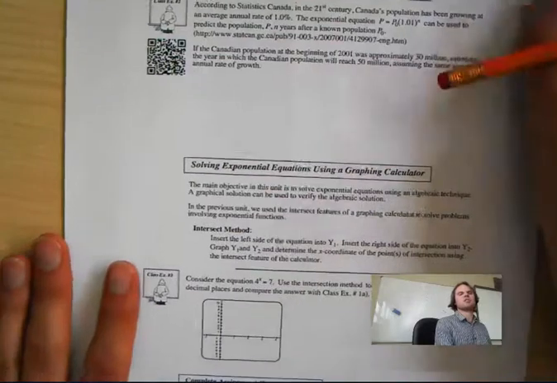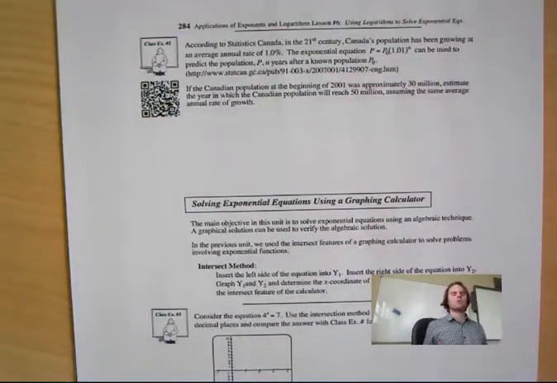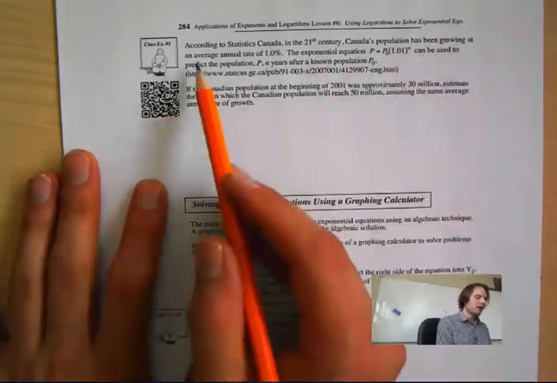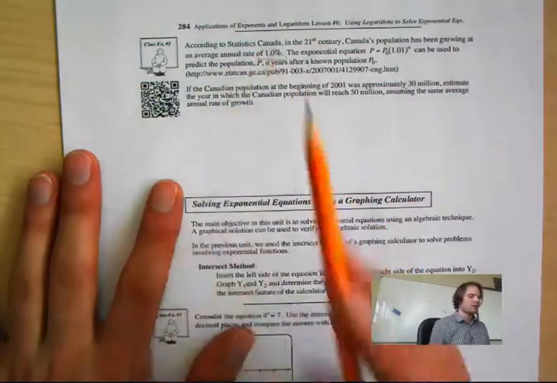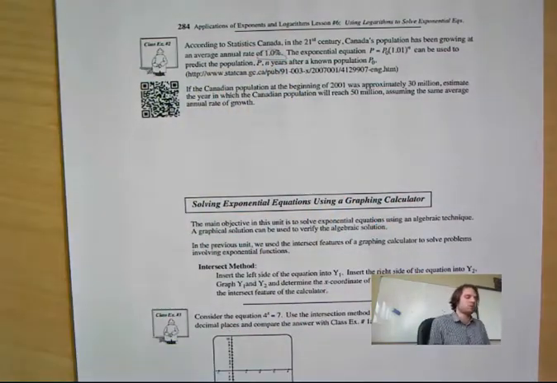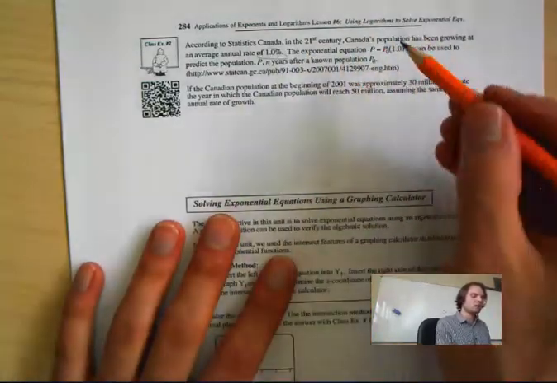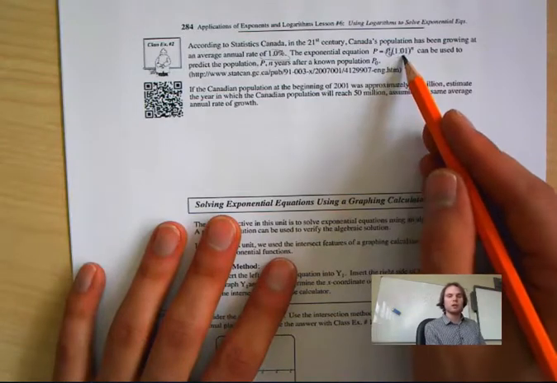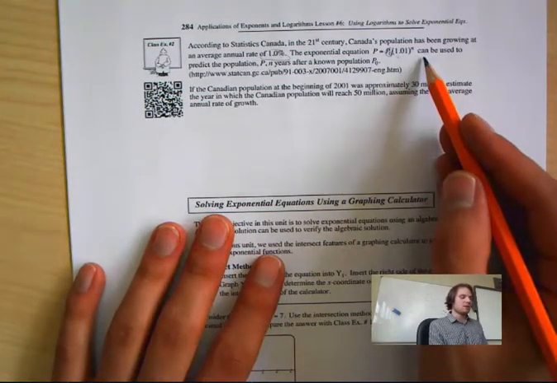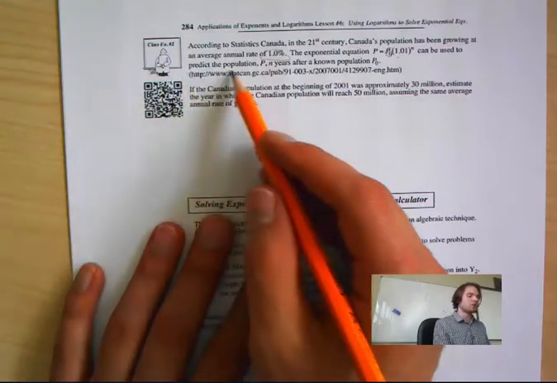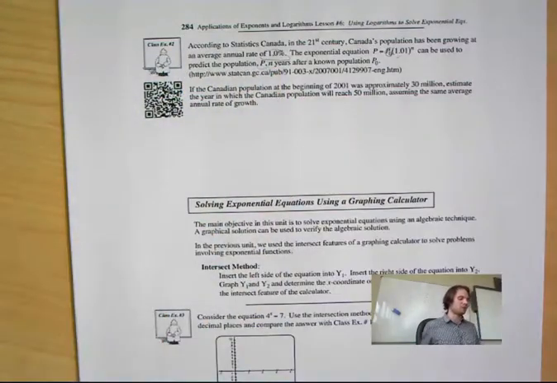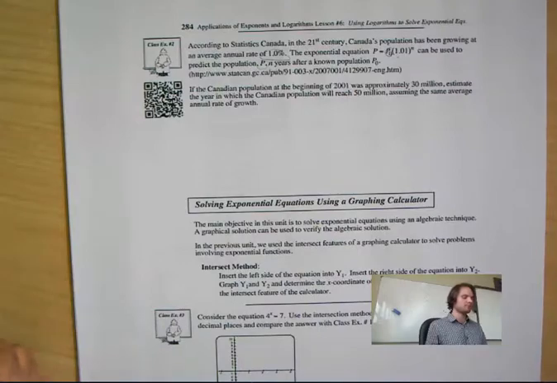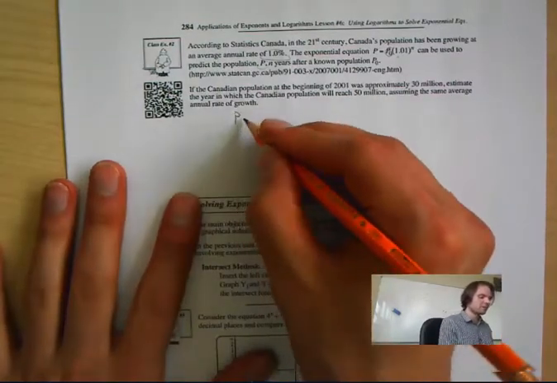Okay? Now we're getting into a nice little nifty word problem. Don't let the word problems confuse you. They are not that bad. It says, according to Statistics Canada, in the 21st century, Canada's population has been growing at an average annual rate of 1%. So it's 100% plus 1%. The exponential equation is, this is my initial population multiplied by 100 plus 1%, can be used to determine the population P, where n is the number of years. So there's my equation. So I'm going to put that in.